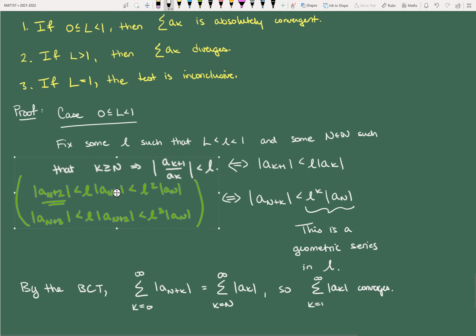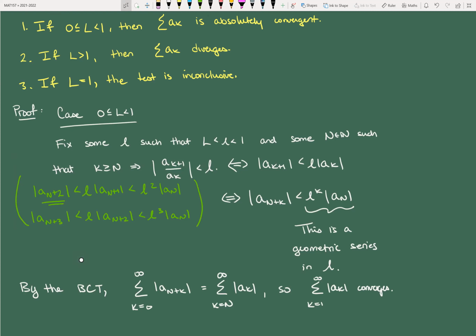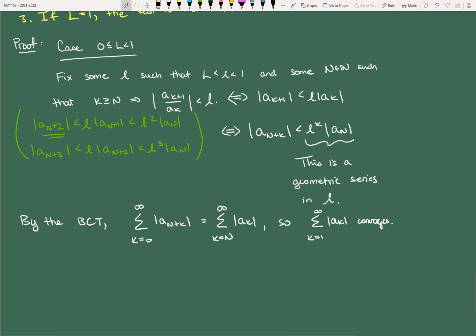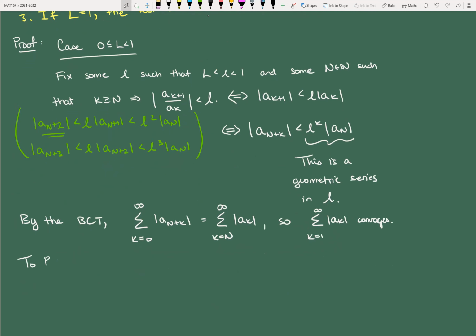The theorem statement says, if capital L is between 0 and 1, then the sum of a_k converges absolutely. Well, yeah, that's what we just proved. Right? Just by comparing to a geometric series. Okay, so we don't have time to finish it. But I want you to try it yourself.